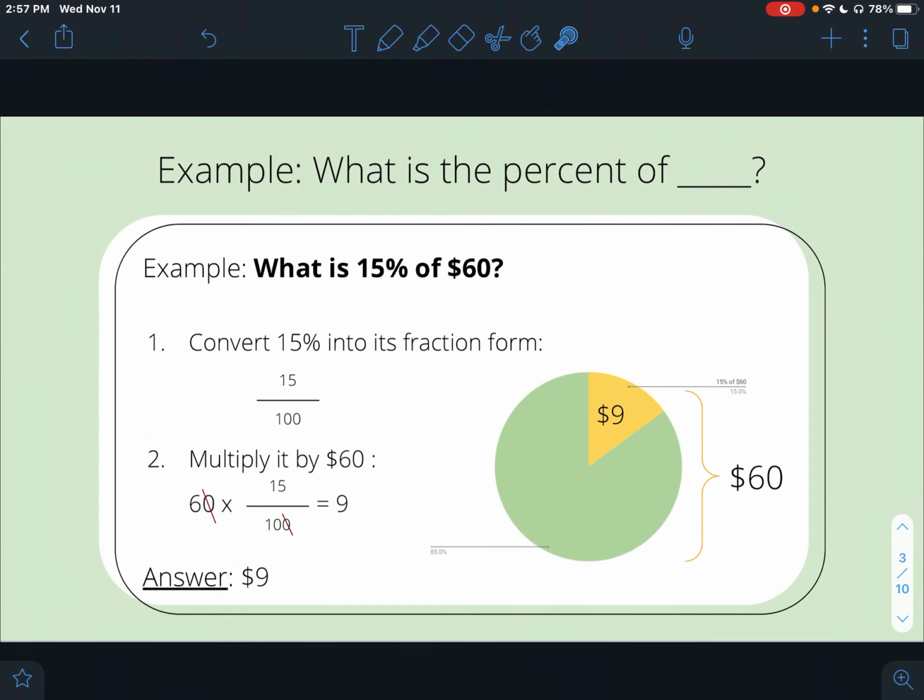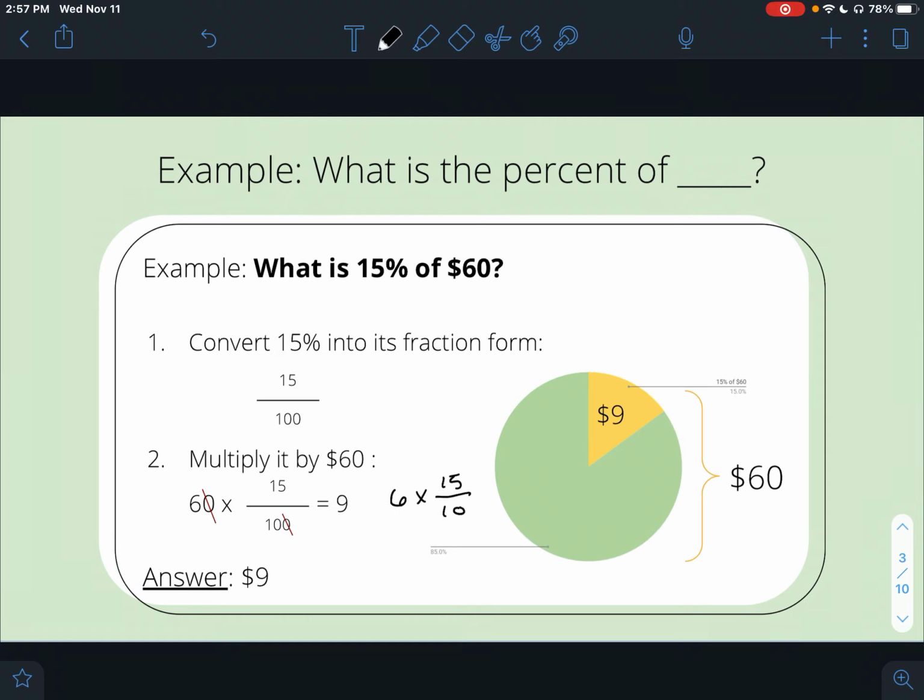Let's look at an example. In this example, they ask, what is 15% of $60? Convert 15% into its fraction form. To do this, remove the percent sign and then put 15 in the numerator and 100 in the denominator. Then multiply the given number, $60, by the fraction you got before, 15 over 100. You can cancel out the zeros in 60 and in 100, so it becomes 6 times 15 over 10.